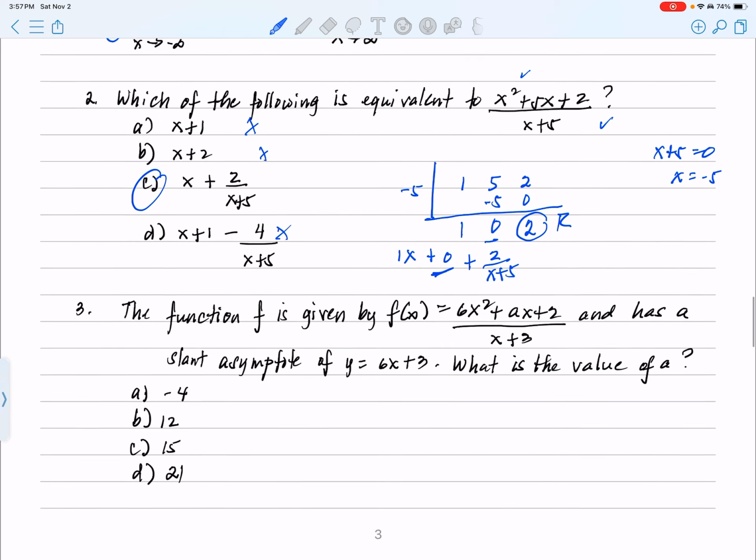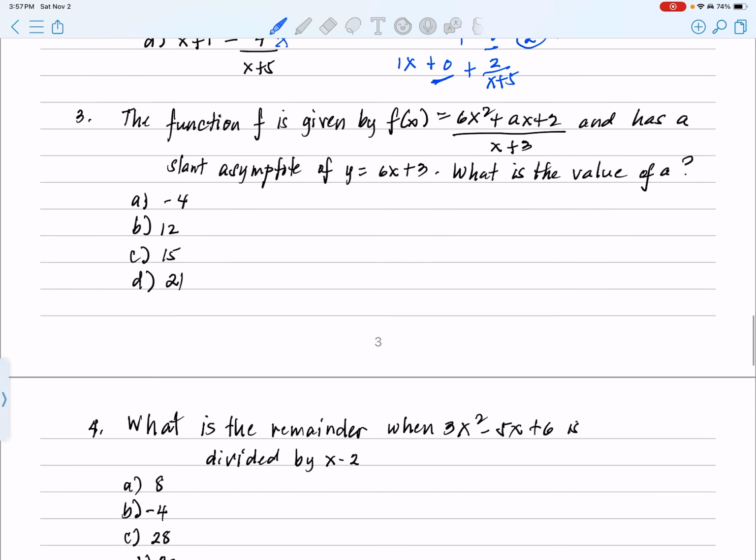For number 3, the function f is given by f of x equals 6x squared plus ax plus 2 has a slant asymptote of y equals 6x plus 3. What is the value of a? Okay, the slant asymptote is given. Thinking about that, this is more or less the quotient, because that's the slant asymptote.